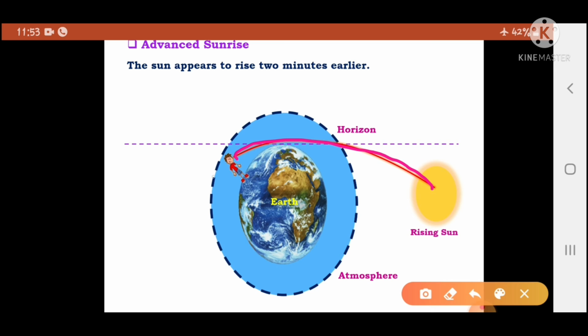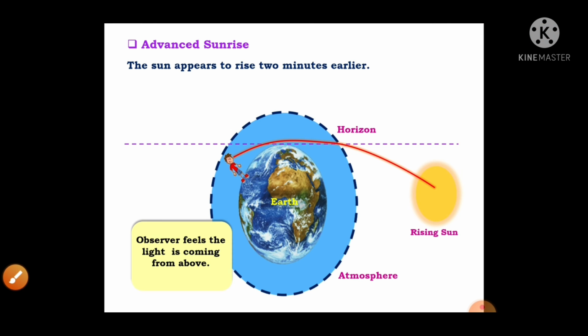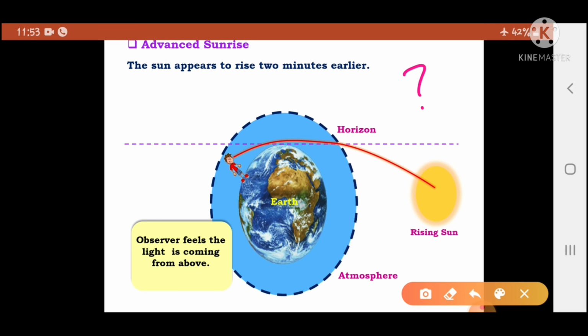This ray of light is bending and it is going towards the observer's eyes, because the earth is oval in shape, so light cannot travel in a straight line, it will bend and go. Okay, that is refraction of light. Observer feels that the light is coming from above, लेकिन observer को क्या लगेगा light कहाँ से आ रहा है? He will feel that the light is coming from here.